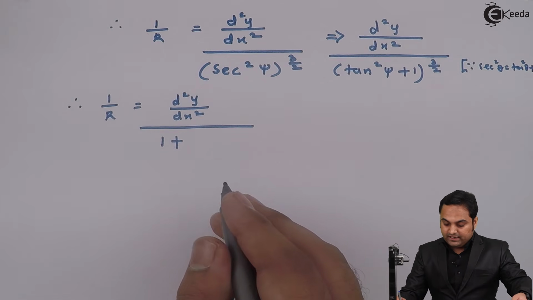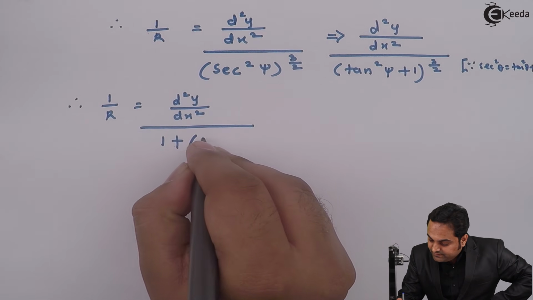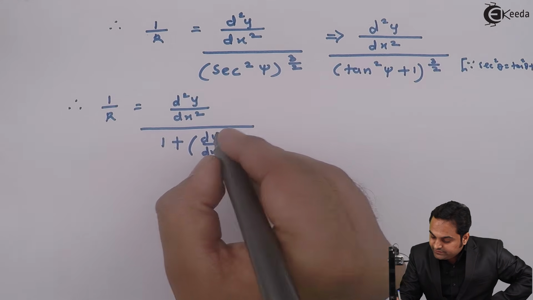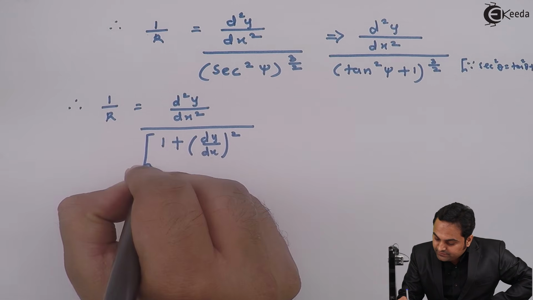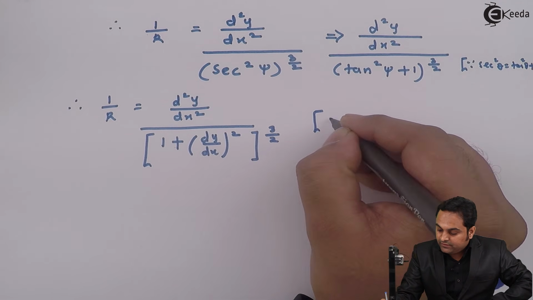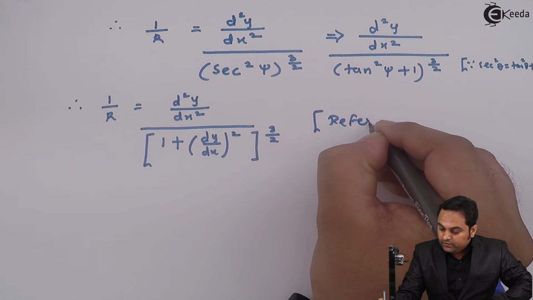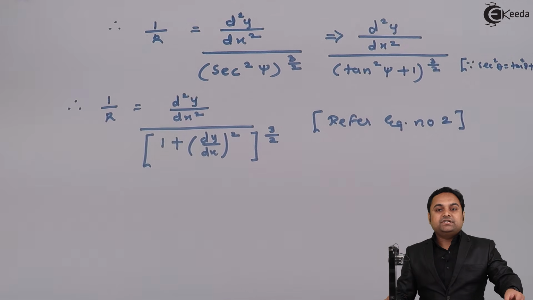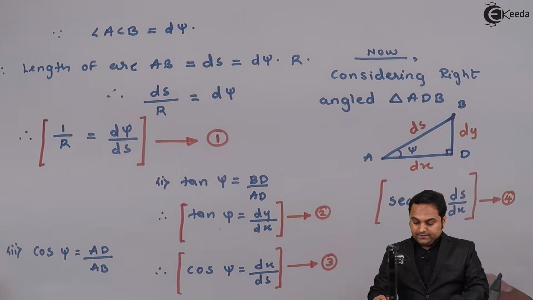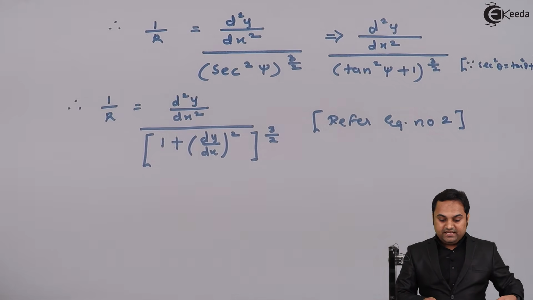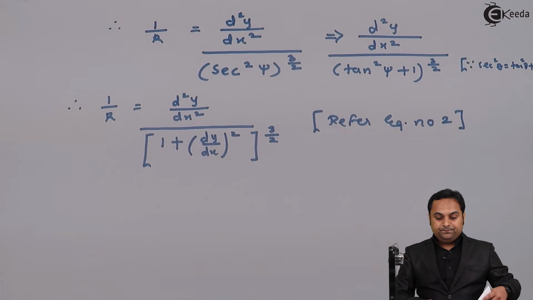So therefore here I can write this as dy by dx, because that is the tan psi value, and it is squared, and this is raised to the power 3 by 2. I'll say refer equation number 2, because there we had tan psi equal to dy by dx. So I have just replaced tan psi with dy by dx.